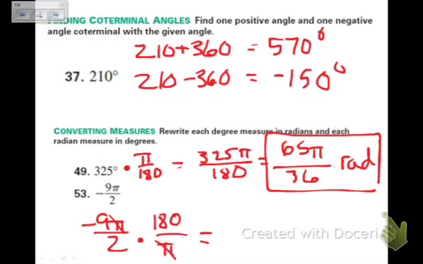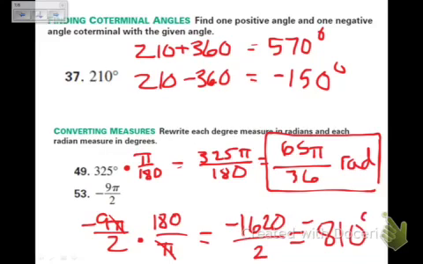Pi's cancel out. You get negative 9 times 180 is negative 1620, divided by 2. And that is 810. Negative 810 degrees is my answer.